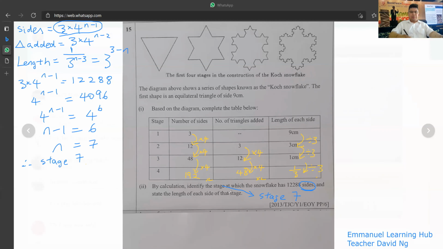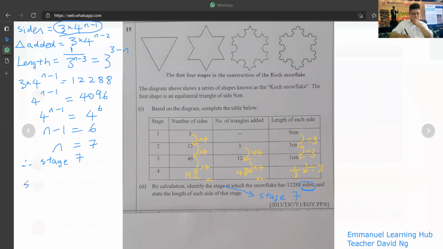So far okay, but that's not all of the question, because there's still one more part to find, which says length. Precisely state the length of each side of that stage. So they're referring to n is 7. So now you know n is 7. Okay, then they talk about length, right? So n is 7.